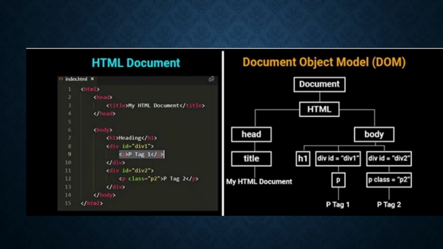Whenever we write HTML code, in the browser it renders in the format of the Document Object Model, which is DOM, and it is represented in an inverted tree format in the browser. See here we have a body tag and a head tag. Head and body tags are siblings, and in the body tag we use different tags like h1, div, p paragraph tag, etc.